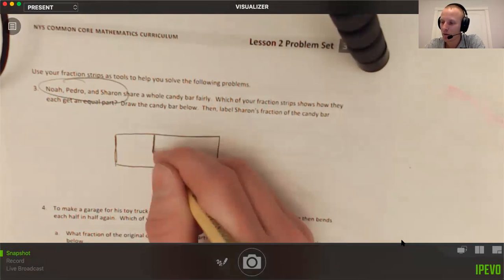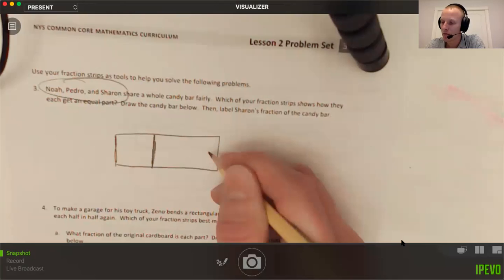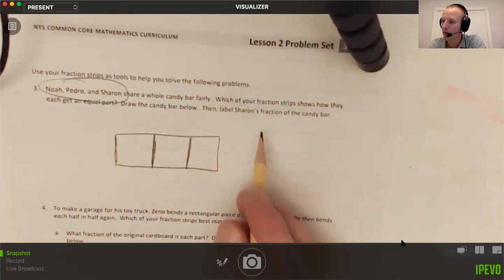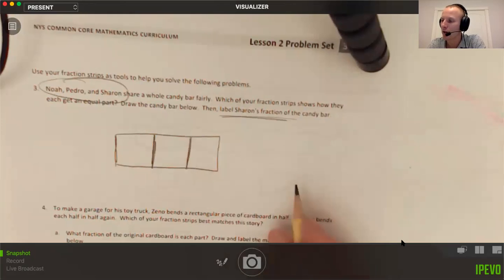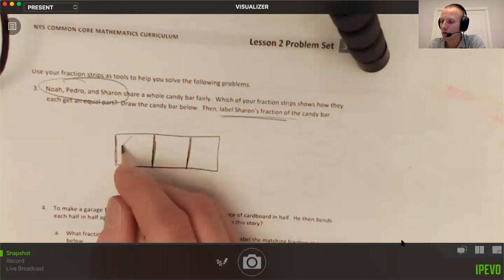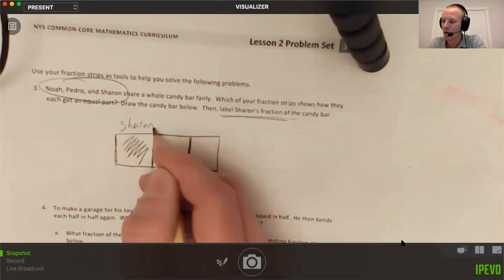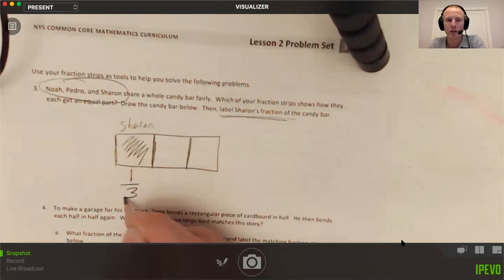So I made it so that there's 3 parts, they're all equal. And that says label Sharon's fraction of the candy bar. So Sharon, and I would say she got 1 out of 3 even parts, 1/3 of the candy bar.